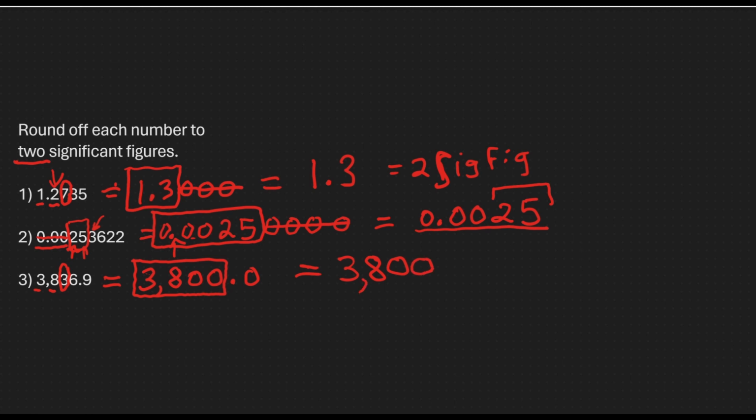Without the decimal, because if I include this decimal in this answer, then I would have four significant figures. And I do not want four, I only want two. So I'm going to omit the decimal, and the zero gets omitted. And in here we have two significant figures.